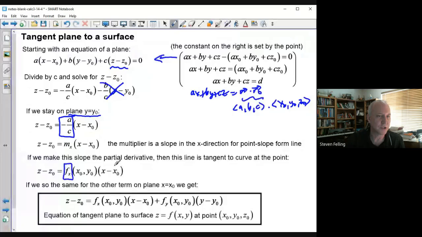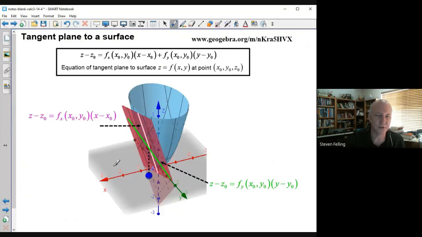All right, so for the notes, this is a way to come up with an equation of a tangent plane to a surface. Let's take a look at an example of what that would look like. This is just a picture from that. We have some sort of a surface.